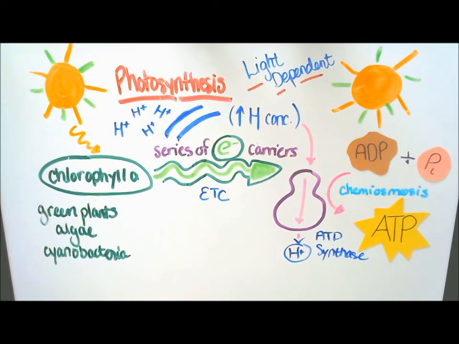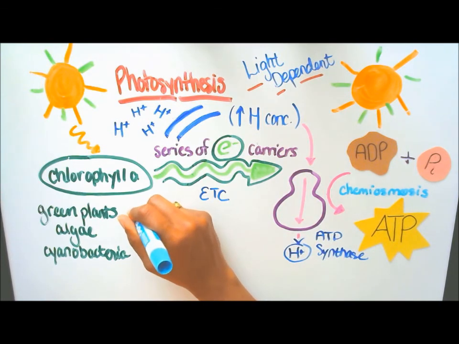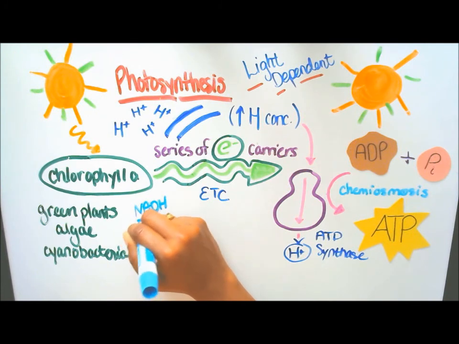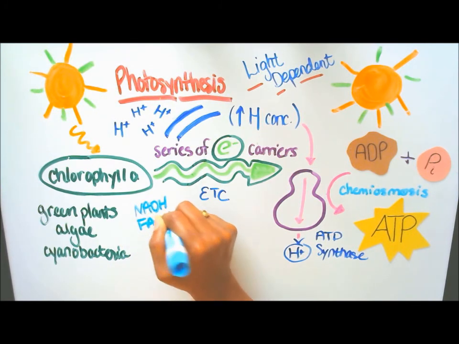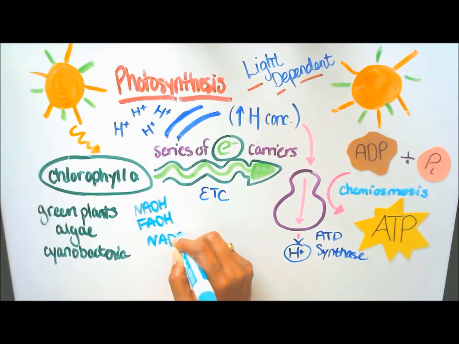Next, we have electron transport chain, ETC. Now, ETC is a series of redox reactions that involve electron carriers. Now, these electron carriers are NADH, FADH, and specifically NADPH.